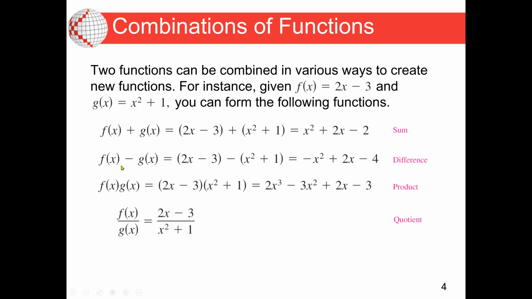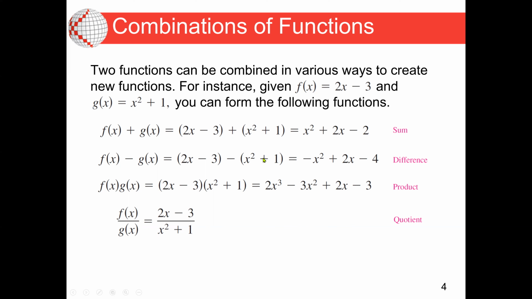Also, we can find the difference of the two functions, for example f(x) minus g(x). This will give us 2x minus 3 minus (x squared plus 1). Here we can remove the parentheses. Since we have a negative outside the parentheses of the right function, that's g(x), we multiply the negative by positive x squared and also the negative by positive 1. Negative times positive x squared gives us negative x squared. Negative times positive 1 gives us negative 1.